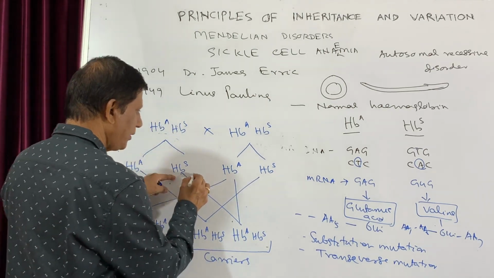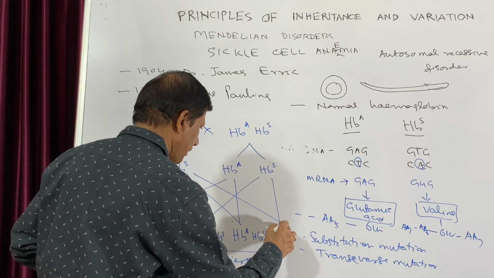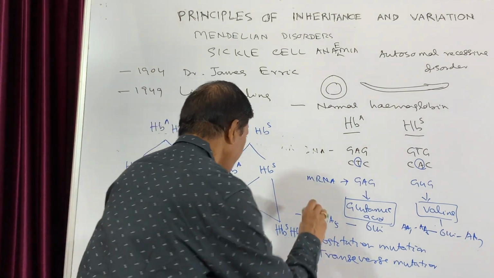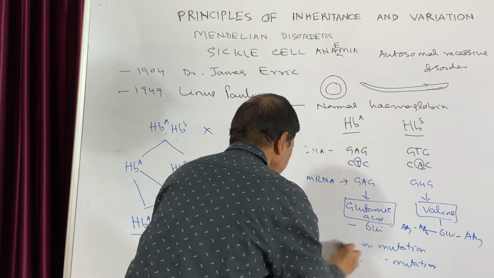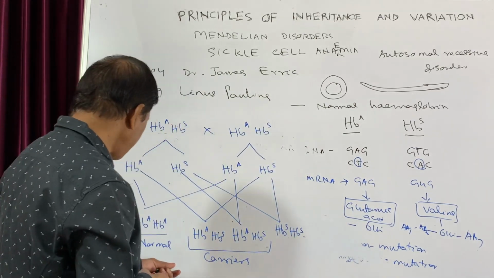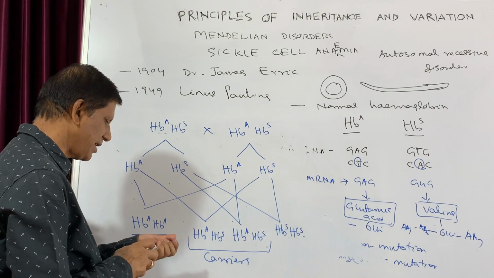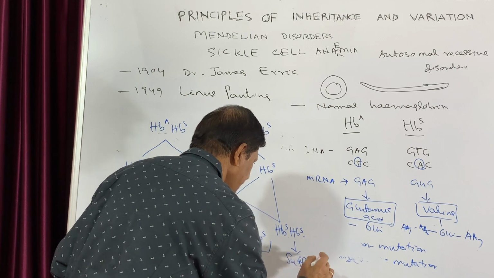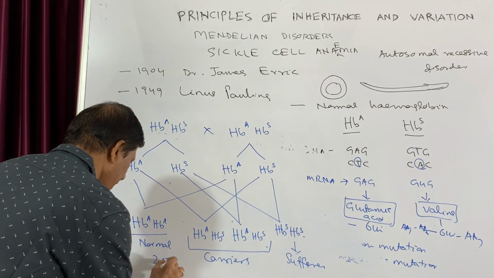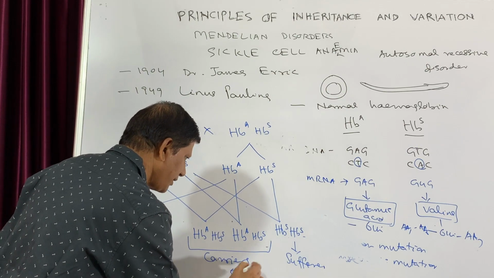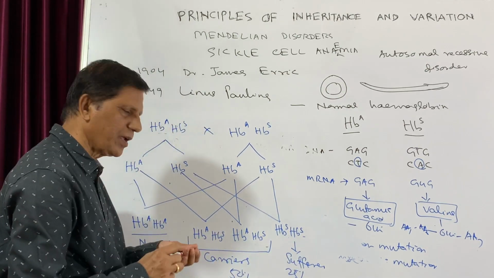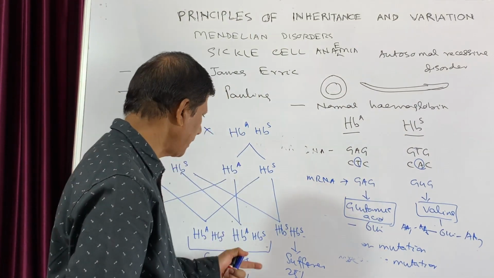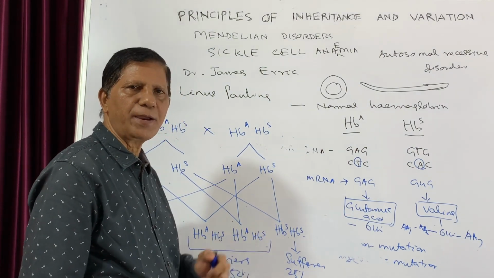And when this will combine with this one, it will be homozygous, HBS and HBS. This is the homozygous. That means this is normal, these are carriers, and this is the person who will suffer. That means this person is sufferer. That means 25% is normal, 50% are carriers, and 25% is sufferer. That means 1 out of 4 children have a possibility of becoming the sufferers of sickle cell anemia.